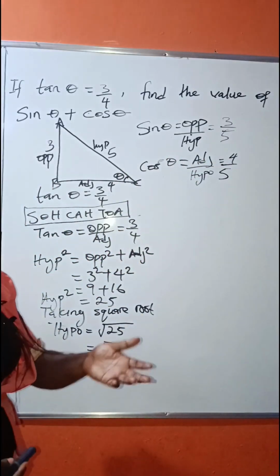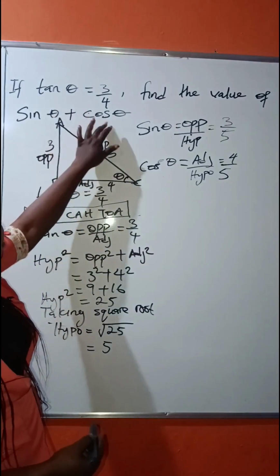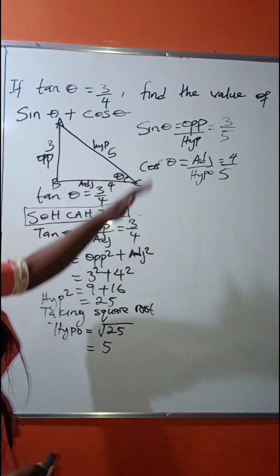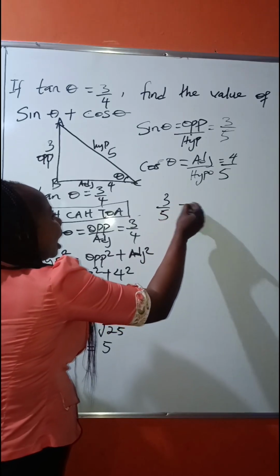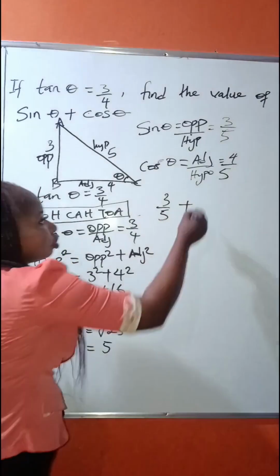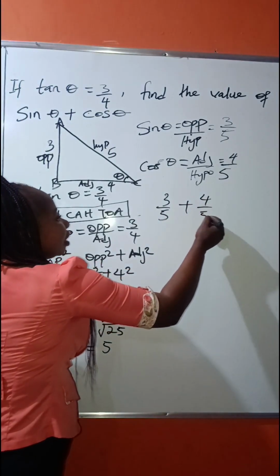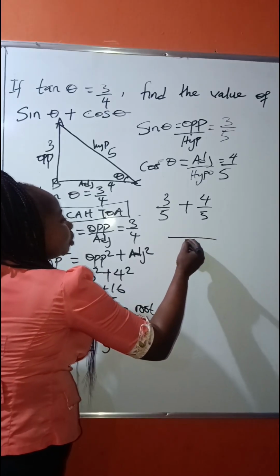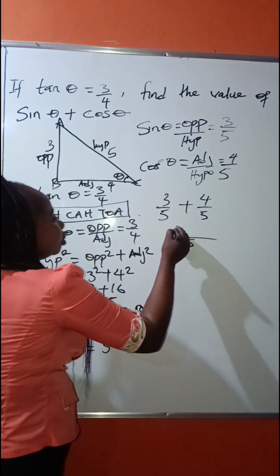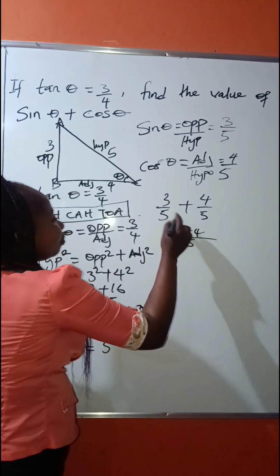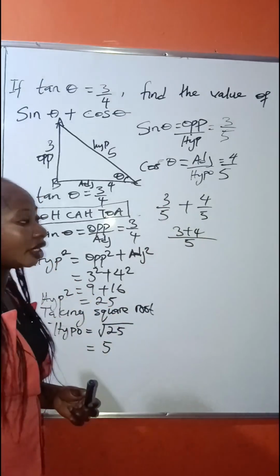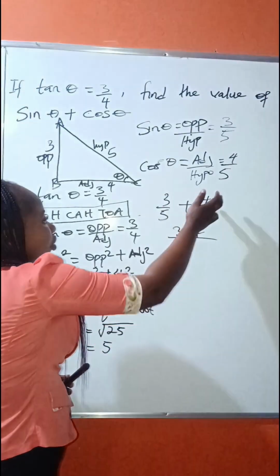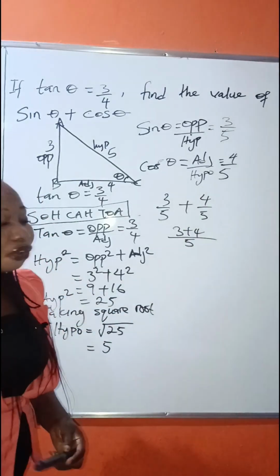Then we can go ahead and substitute our numerical values into this. Sin theta equals 3 over 5 and cos theta equals 4 over 5. Then we add. The LCM is 5. Then we substitute and have 3 plus 4. 5 in 5 is 1. 1 multiplied by 3 will give us 3. And then 5 here is 1. 1 multiplied by 4 will give us 4.